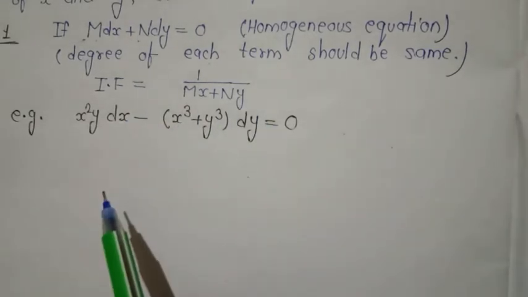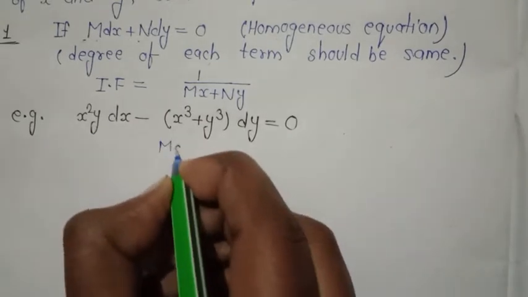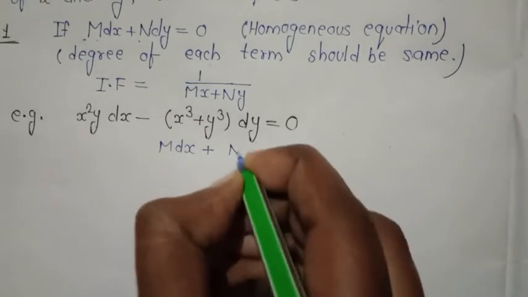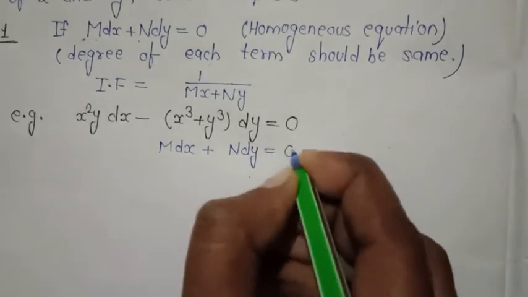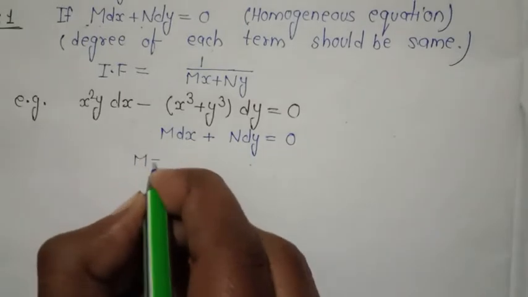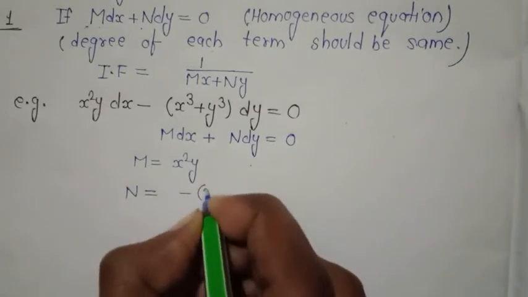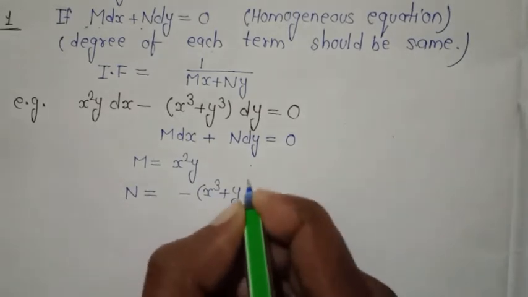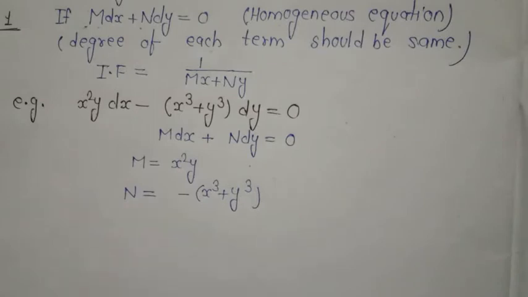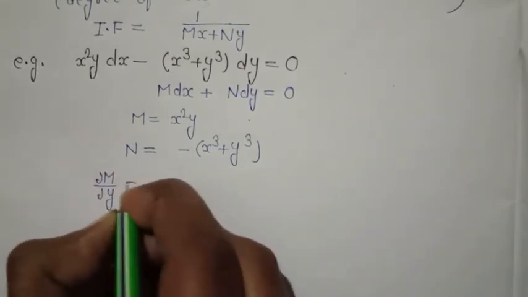Firstly we will check whether this equation is exact or not. We will compare it with M dx plus N dy equals 0. Since this is the form of an exact differential equation, if we compare, then we get M equal to x square y, and N equal to minus x cube plus y cube. Now I am going to check the condition of exactness, that is, partial M upon partial y should be equal to partial N upon partial x.